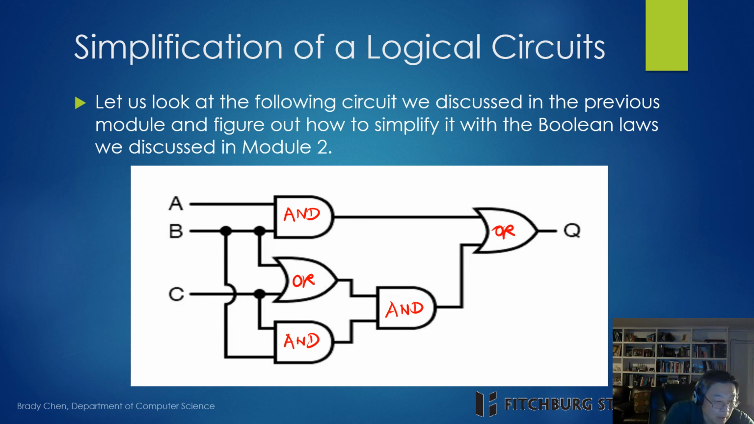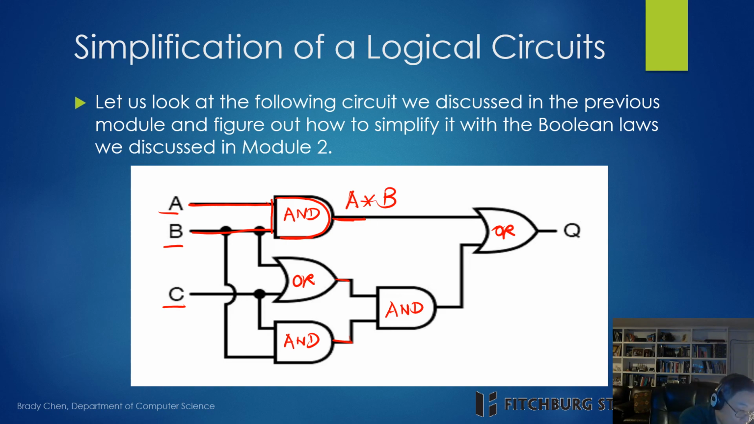Okay. Now we have 3 inputs, A, B, and C. Now the first thing we need to do is, based on the input, figure out what is the output of these 3 gates. First let's take a look at the AND gate on the top. For this AND gate, there are two inputs. One is A, the other one is B. So what is the output? It's A times B. So it's A and B.